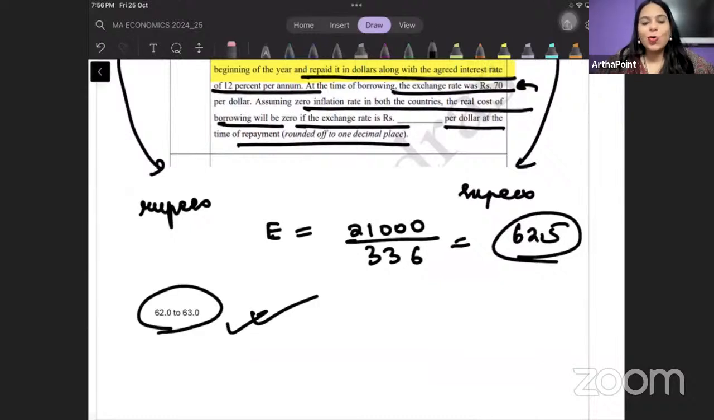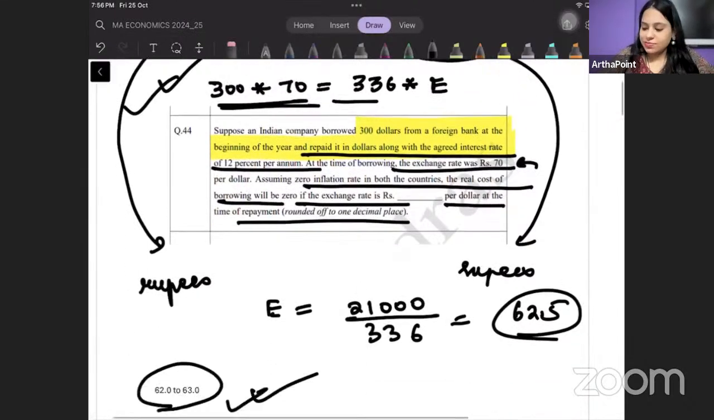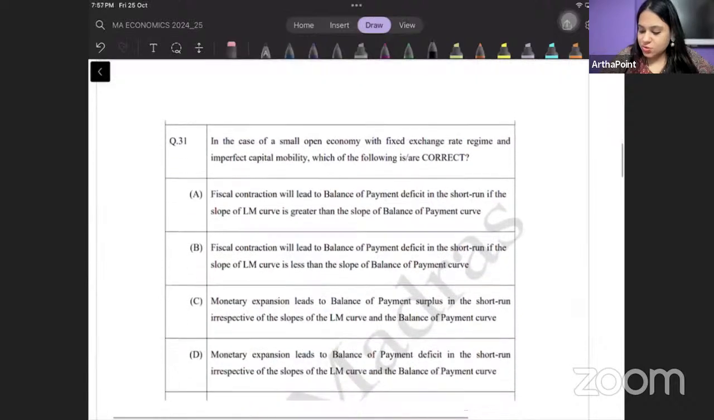So don't worry too much. This was a very simple question with very simple words. कुछ भी नहीं करना था. Zero cost means I want to repay the same in terms of rupees. तो जितना मैंने borrow किया, I want to repay exactly that amount. Okay, go ahead. Give me the answer to the next question.